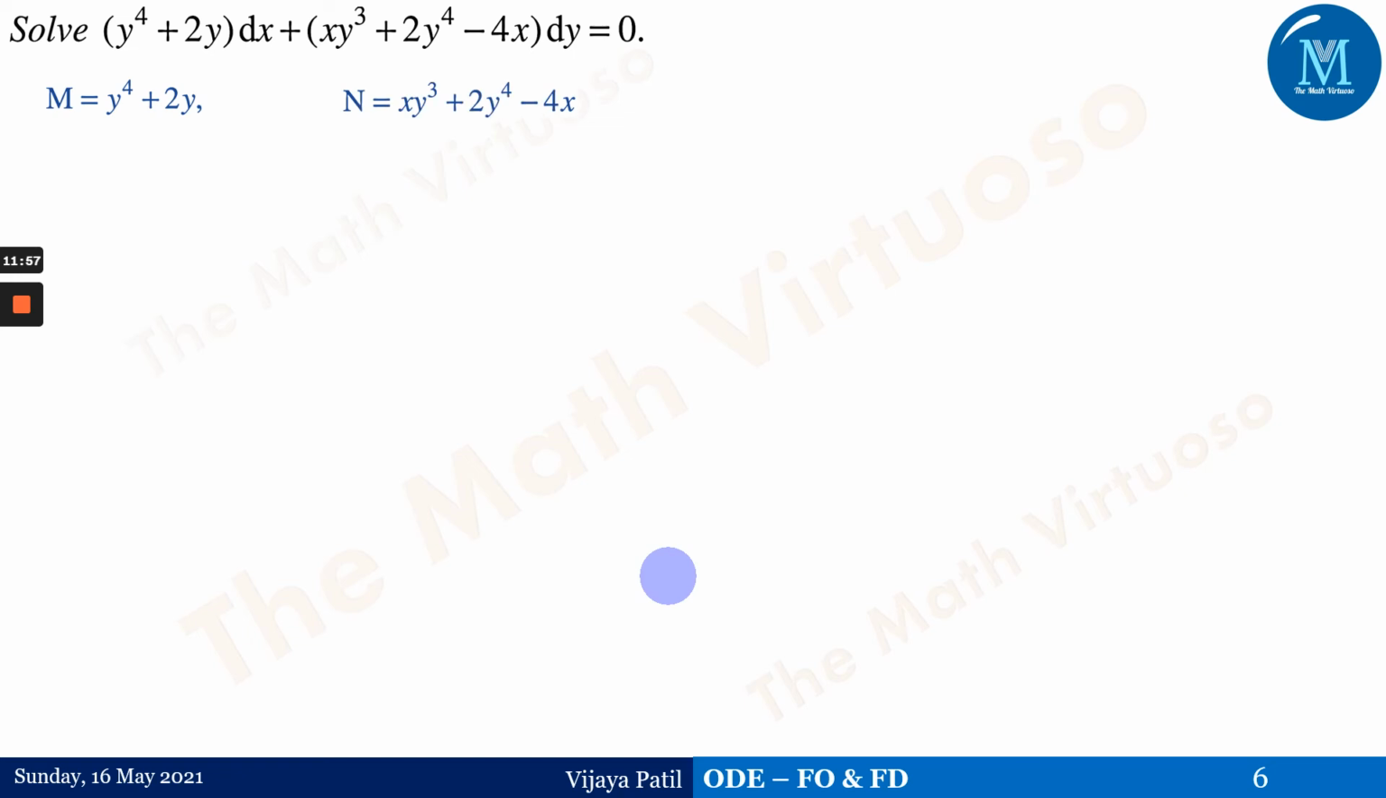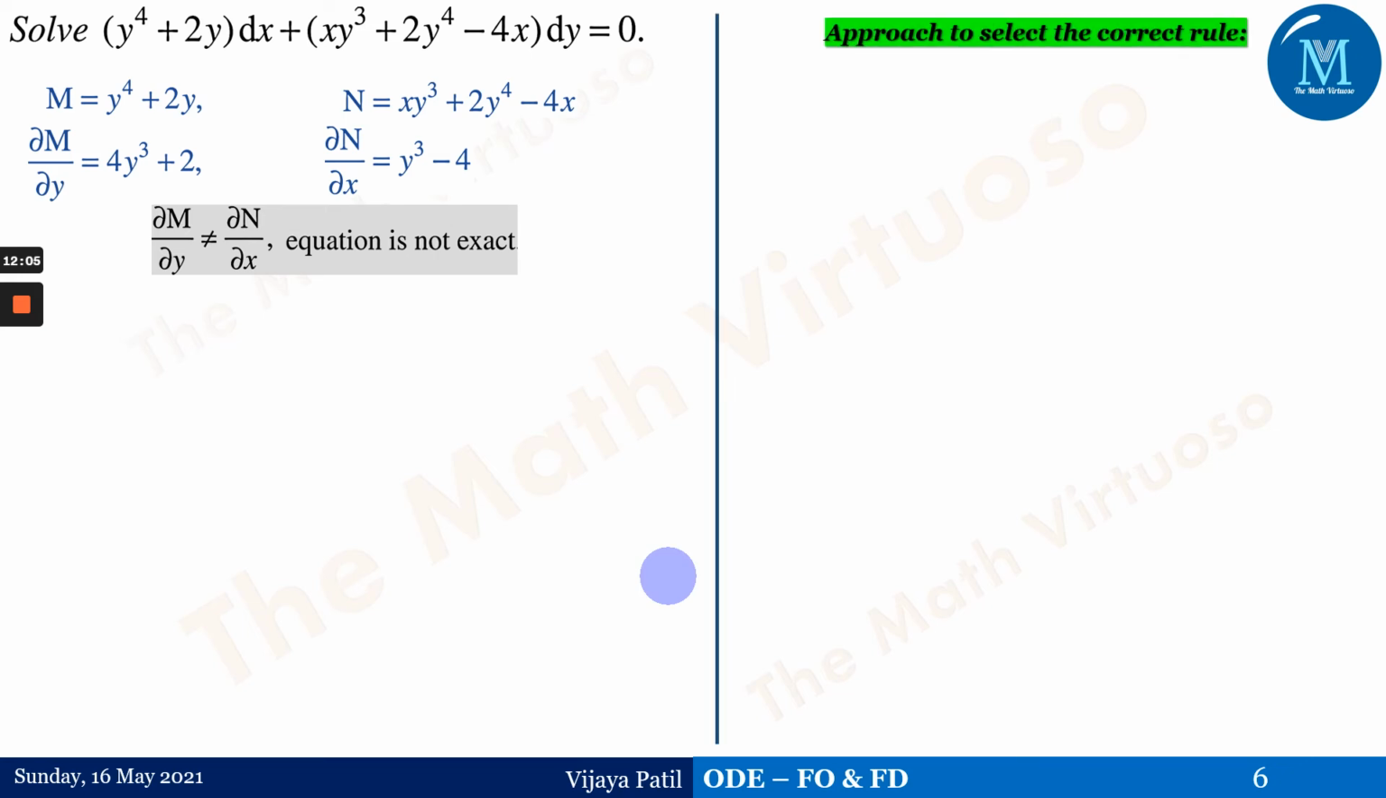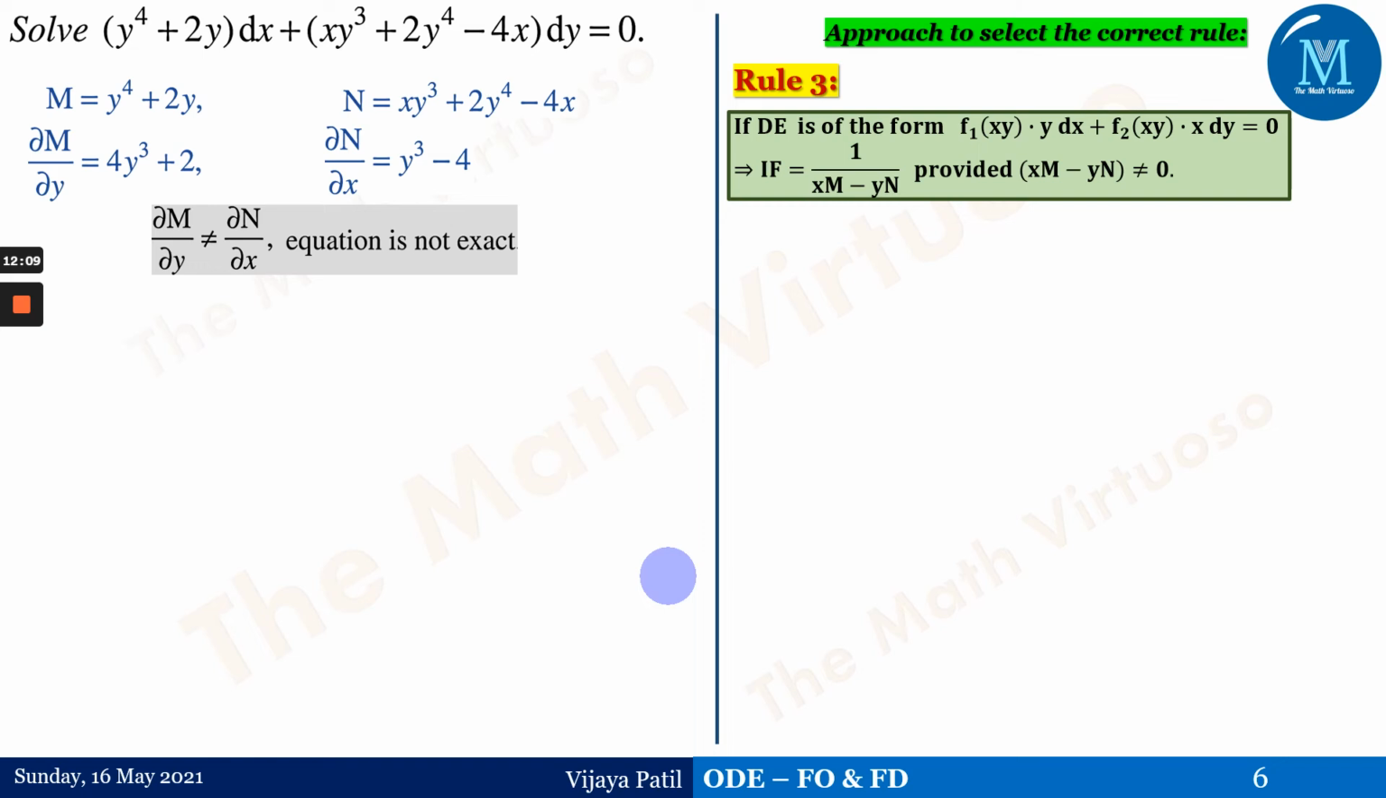Second is this. Again, we identify m and n, and dou m upon dou y and dou n upon dou x can easily be checked. It's not exact, so we have to go for the approach. While doing so, we start again with rule number 3. If you observe here, in this y to the power 4, there is no x term. So this first term itself gets this rule discarded.